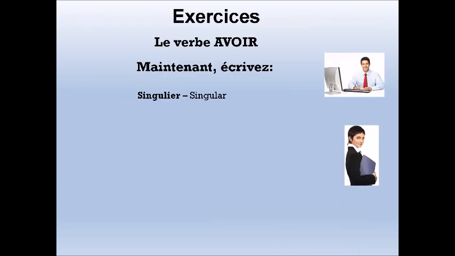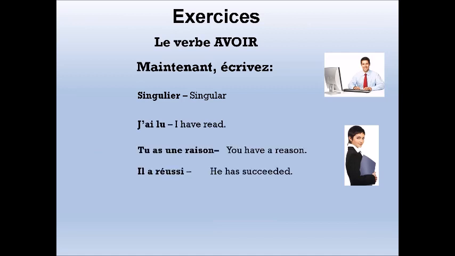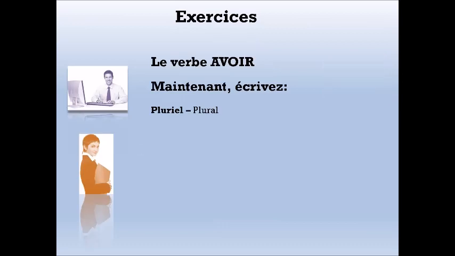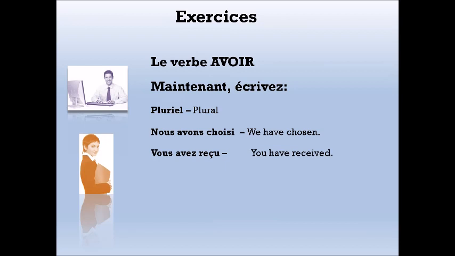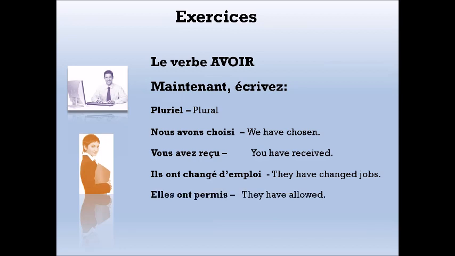Alors, on continue le verbe avoir. J'ai lu. I have read. Tu as une raison. You have a reason. Il a réussi. He has succeeded. Elle a compris. She has understood. Pluriel. Nous avons choisi. Vous avez reçu. Ils ont changé d'emploi. Elles ont permis. They have allowed.